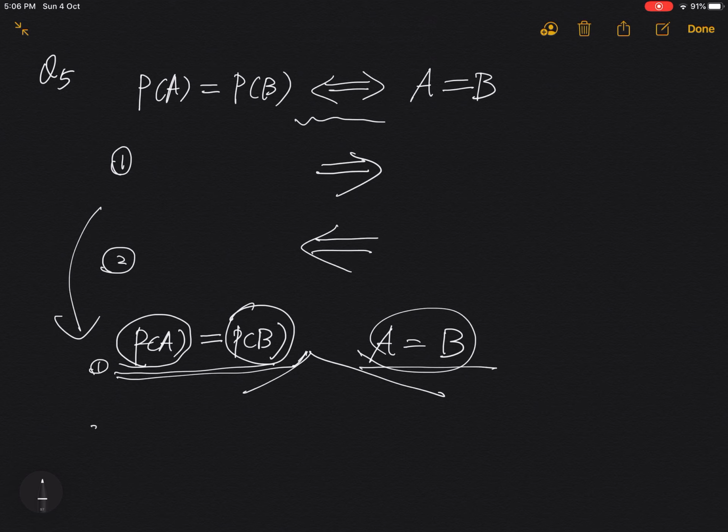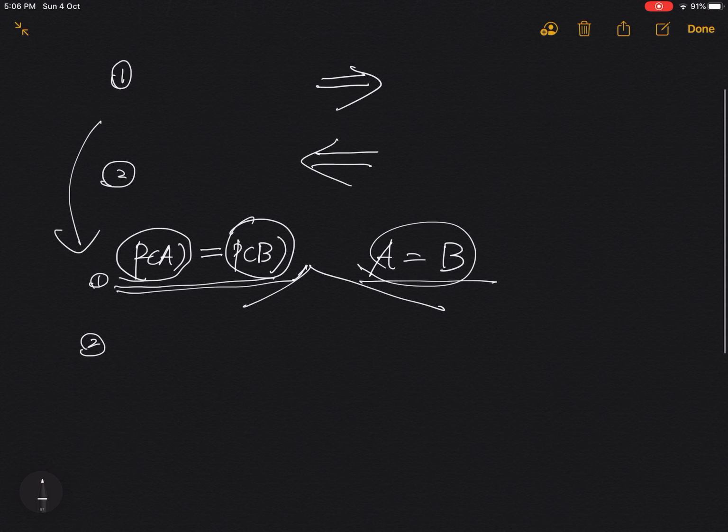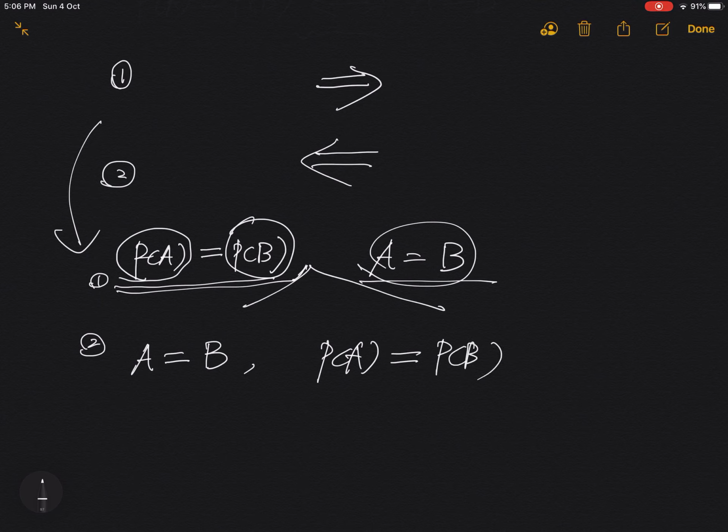Okay. And then for the second case, if we have set A equals set B, this of course implies the power set of A equals the power set of B. It's obvious, if we have two identical sets, then the power sets are the same.